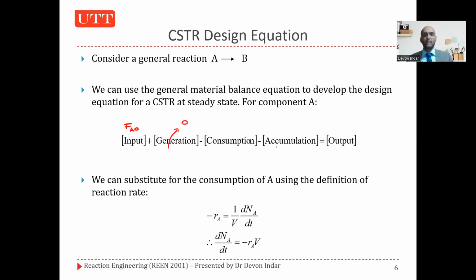We're operating at steady state, so we have no accumulation. This one goes to 0. Our output, we're going to represent that as the flow rate of component A, FA. And the consumption term, well, in this case, the rate of consumption will simply be the rate of change of the number of moles of component A.